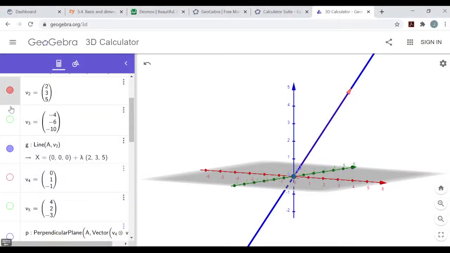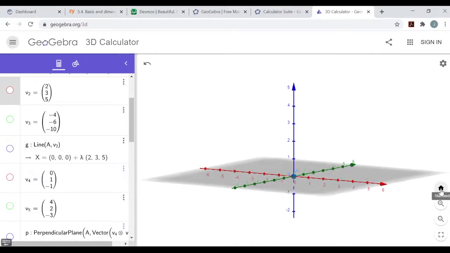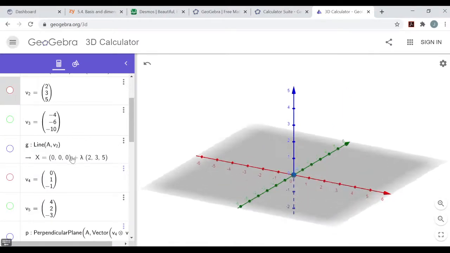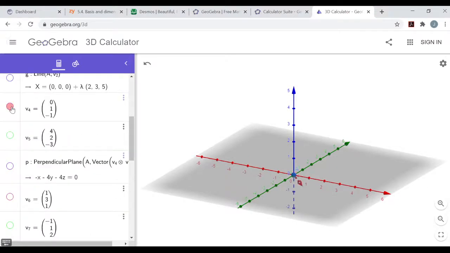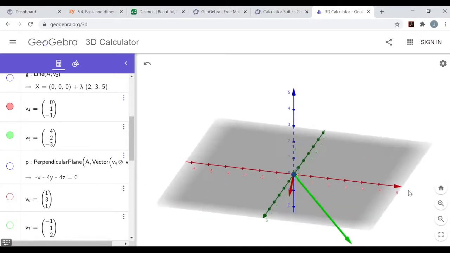All right, so get rid of that. Go back to the standard view here. This time S had 0, 1, -1, which you're seeing is pointing downward over there. I'll scroll around to see it a little bit better later. And then 4, 2, -3 is just pointing down that way. See how these are not on the same line?